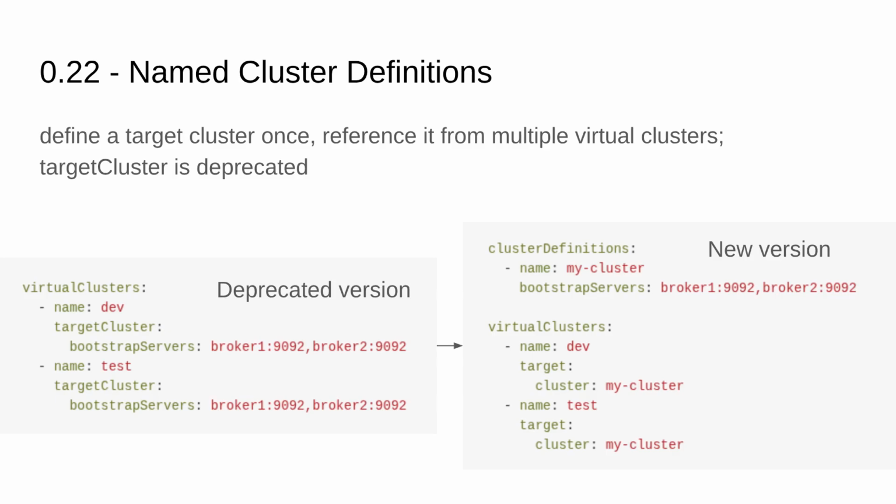Next, we've introduced named cluster definitions. This is so that you don't have to repeat yourself when you're defining the upstream clusters that the proxy will connect to. So rather than defining the bootstrap servers and the TLS details of your upstreams repetitively, you can instead refer to the cluster definitions. So the old inline style is deprecated and will be removed in future, so you should migrate to cluster definitions.